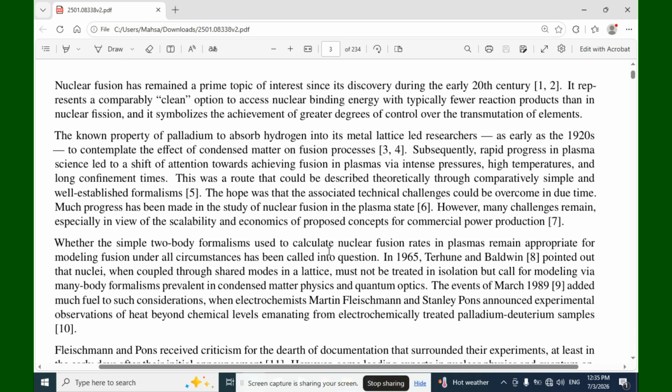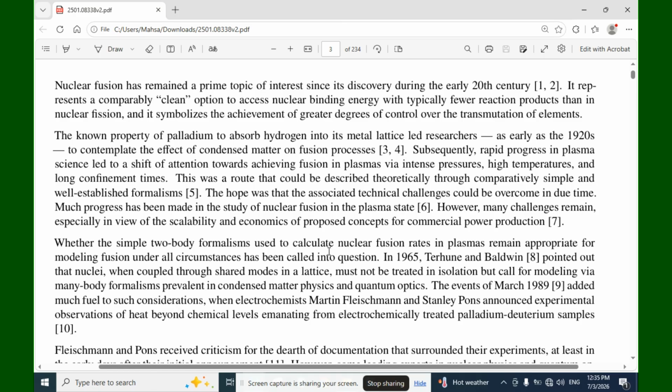The known property of palladium to absorb hydrogen into its metal lattice led researchers as early as the 1920s to contemplate the effect of the condensed matter on fusion processes.